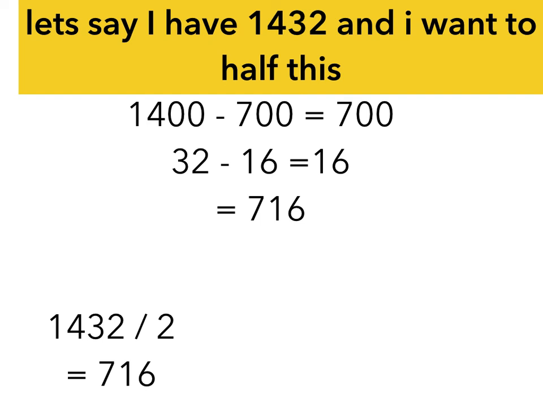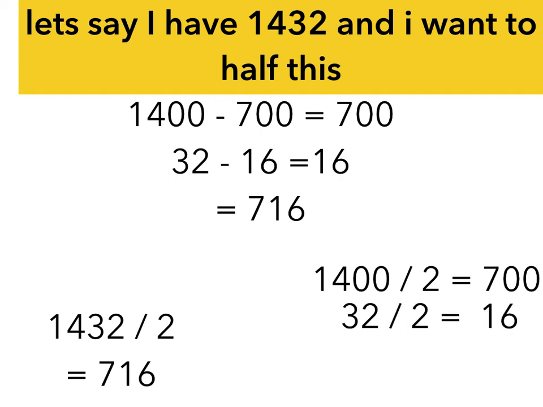The third trick here is to split the numbers again. First we divide 1400 by 2, which will give us 700. And the second number, the remaining 32, we divide by 2, which will give us 16. So the total here is 716. Doubling and halving is as easy as that.